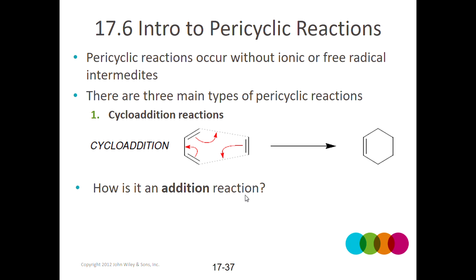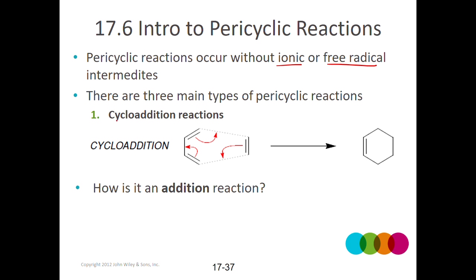We're going to talk a lot more about this on Wednesday. There are 3 types of pericyclic reactions we're going to discuss. What's interesting about them is they do not form any charges, and they also do not form any free radicals. So they're different from all the other reactions we've seen. And so there are some common themes here, and you'll see them as we go through.